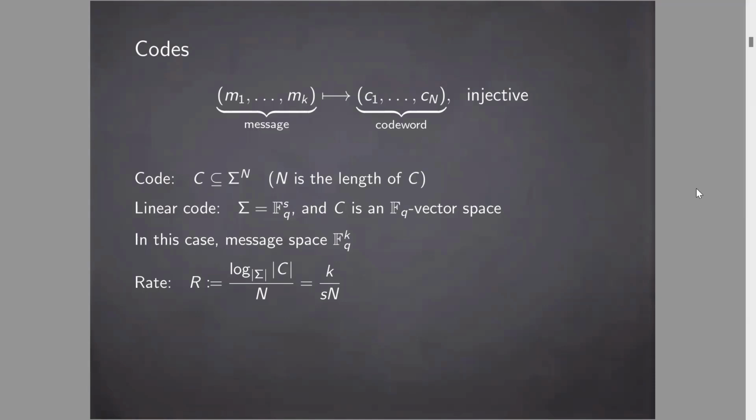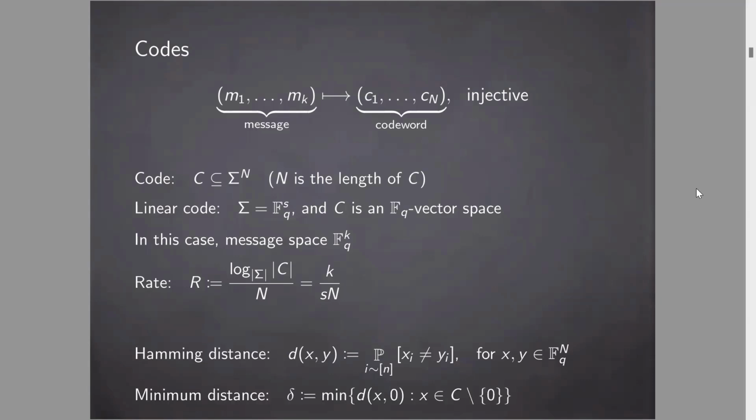In order to measure the separation between code words, we will consider the distance function, which is called the Hamming distance, which is defined to be the relative fraction of coordinates on which the two code words x and y differ. And the smallest possible such separation between any two distinct code words of the code is called the minimum distance. We will always denote it by delta, and since we are interested in linear codes, delta turns out to be the minimum separation between any non-zero code word and the zero code word.